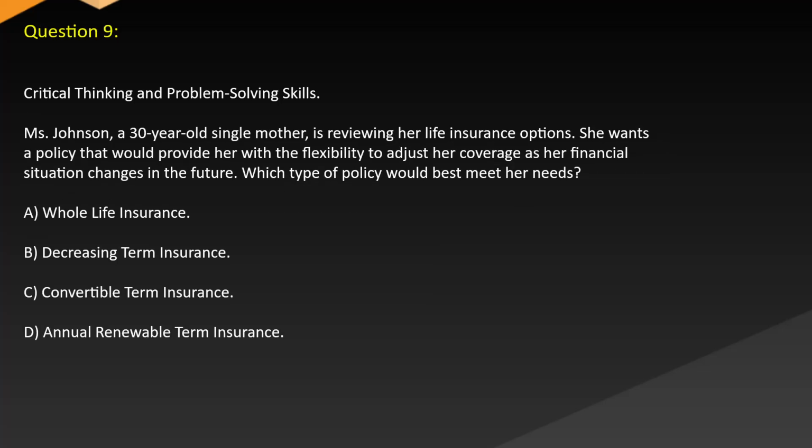Question 9. Critical thinking and problem-solving skills. Ms. Johnson, a 30-year-old single mother, is reviewing her life insurance options. She wants a policy that would provide her with the flexibility to adjust her coverage as her financial situation changes in the future. Which type of policy would best meet her needs? A. Whole life insurance. B. Decreasing term insurance. C. Convertible term insurance. D. Annual renewable term insurance.